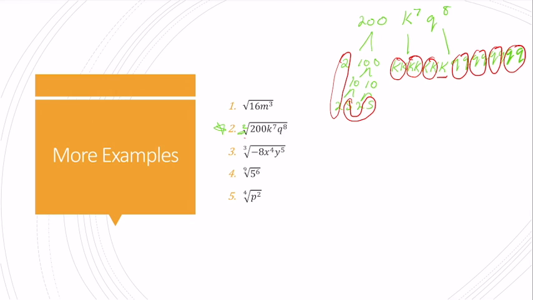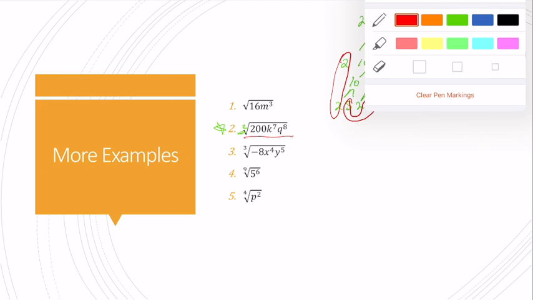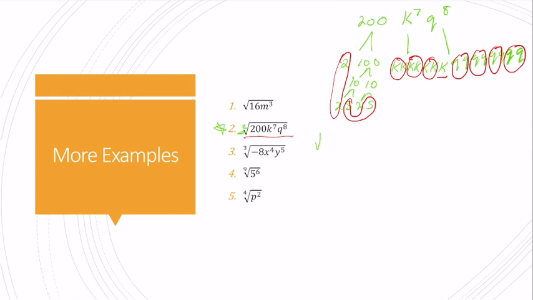So I can rewrite our original problem as this. I'm going to do the square root of 2 squared times 5 squared times 2 times k squared times k squared times k squared times k times q squared times q squared times q squared times q squared. Remembering that square roots undo squares.